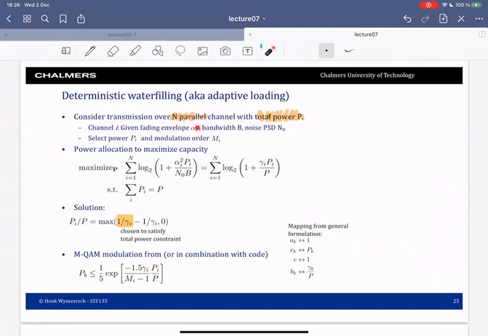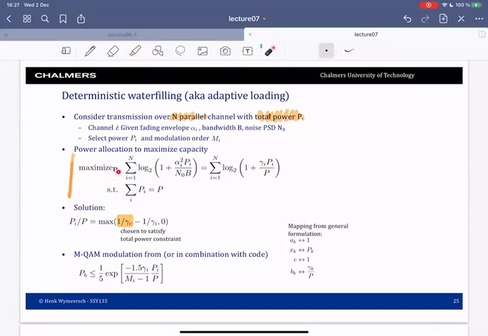For each of the channels, we know the gain of the channel. So let's say we know the envelope, that's the absolute value of the complex channel. We know the bandwidth and the noise. And we need to select power for each channel and a modulation format. Then we can again formulate this as an optimization problem of the same form as before.